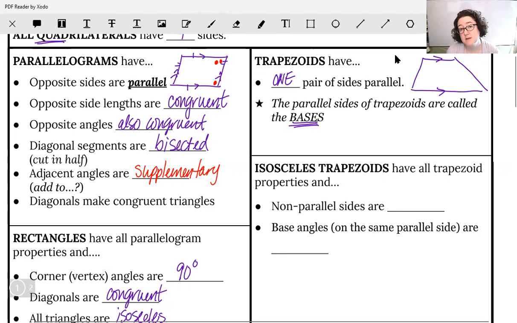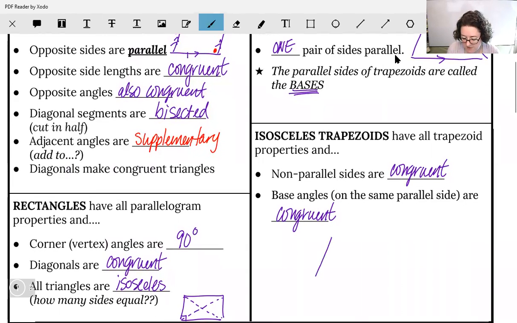However, an isosceles trapezoid, we'll think of that word. Isosceles means two sides equal. So your non-parallel sides, so the things that are not the bases, those are going to be congruent. And your base angles, the guys that are on the same side or on that same parallel line, those are always going to be also congruent. So when we're thinking about an isosceles trapezoid, again, we're thinking about a very symmetric figure that's exactly the same on the left as it is on the right.